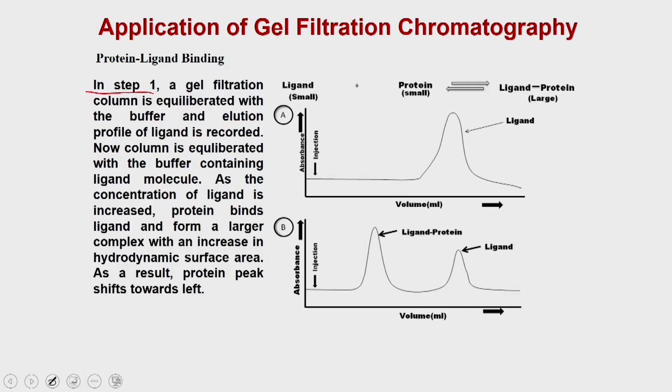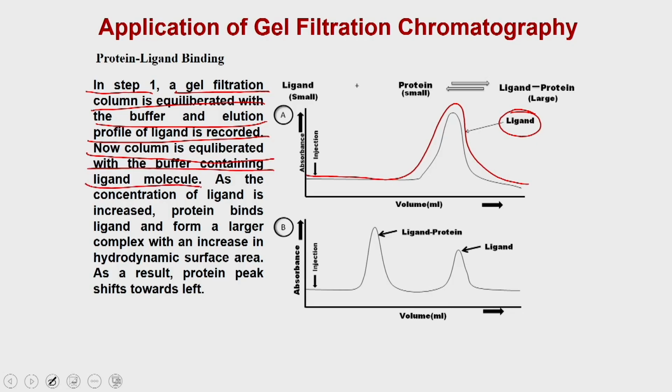So, in step 1, the gel filtration column is equilibrated with the buffer and the elution profile of the ligand is recorded. In the first step you equilibrate the column and then you study the elution of the ligand only. Then the column is equilibrated with buffer containing the ligand molecules, and you can use different concentrations of the ligand. As the concentration of the ligand is increased, the protein binds to these ligands and starts forming complexes of different sizes, with an increase in hydrodynamic surface area. As a result, the protein peaks shift towards the left.